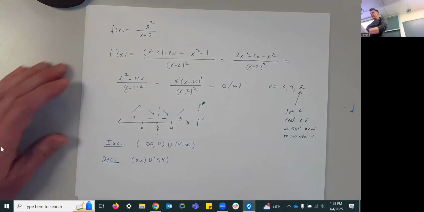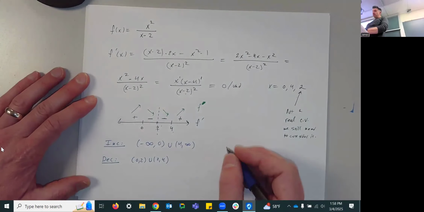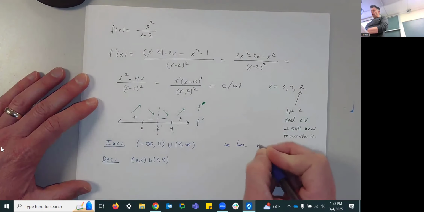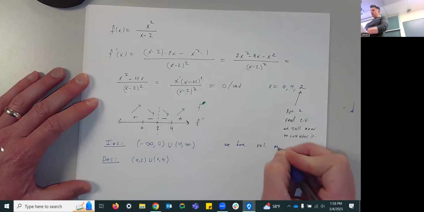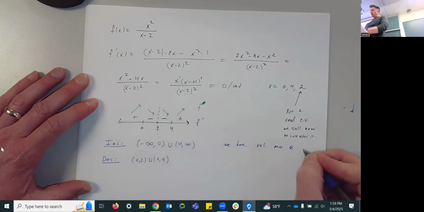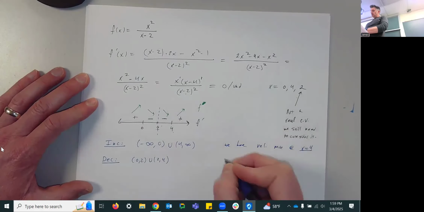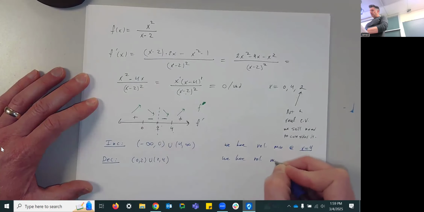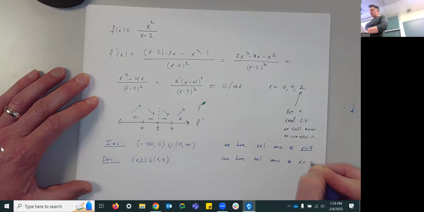So now, if we ask about classic linear critical points, say, great, we have a relative minimum at x equal to 4. We have a relative maximum at x equal to 0.